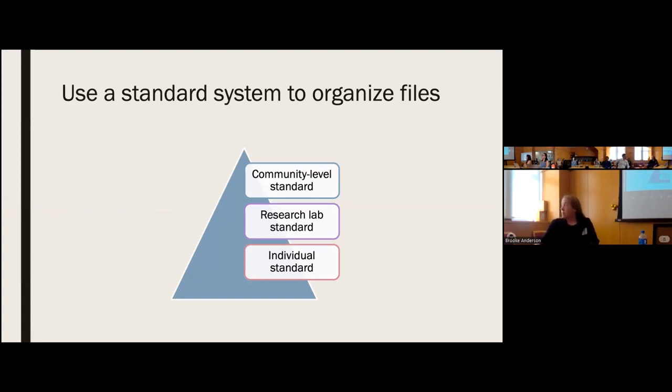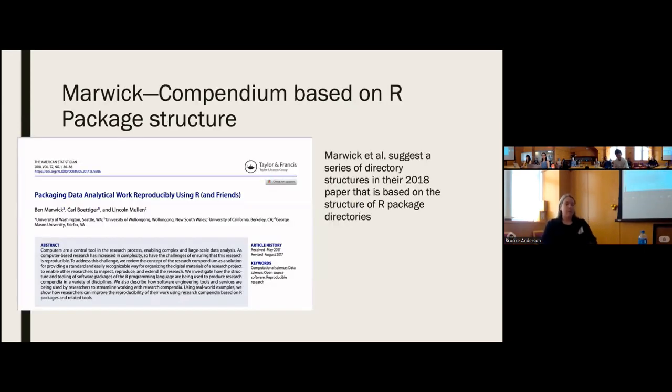If there is a community level standard, that's the one to go with, right? I'm not aware of any of those for file organization, but I'm going to talk a little bit about one that gets close to it, which bases itself on something that is a standard for a lot of people who work with R programming. So we'll talk some about that. If you don't have that, then if there's a research lab standard, use that, because at least everybody in your research lab is familiar with it. And then finally, you can get down to an individual standard if there aren't higher level ones.